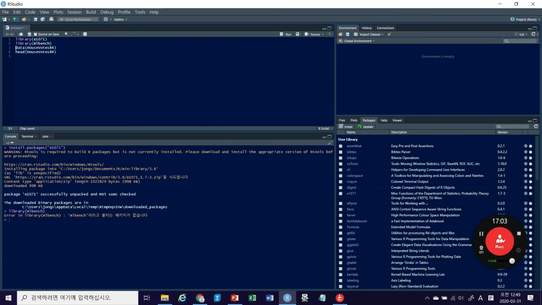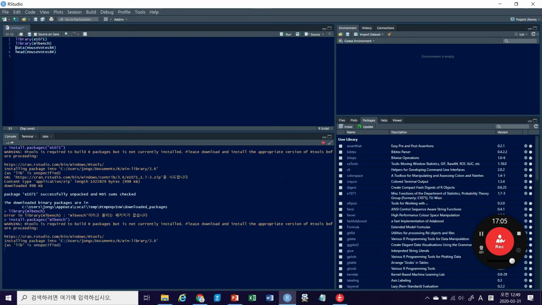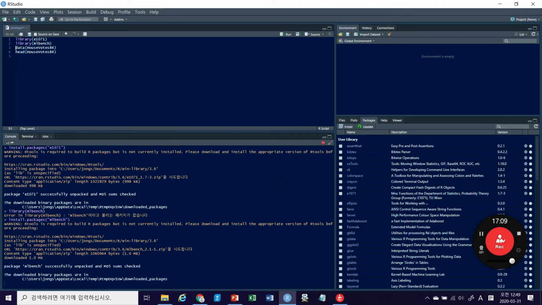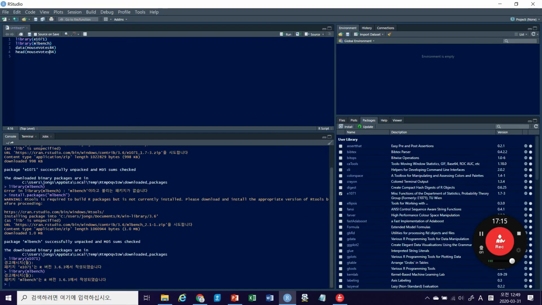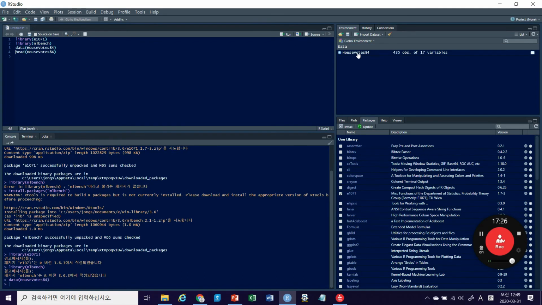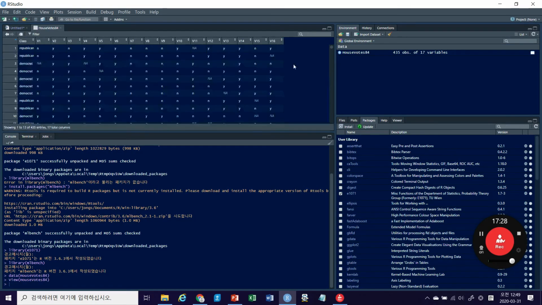Install this package and attach those two packages into your R session. And then to use this data set, we have to use this data function. Then if you run this code, then you can use this HouseVotes84 data set.